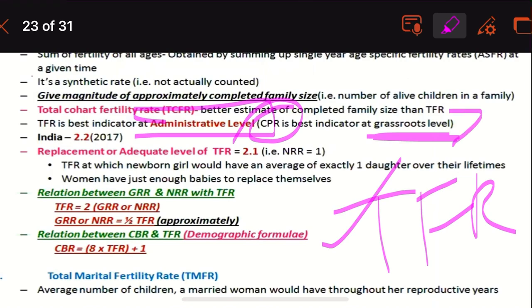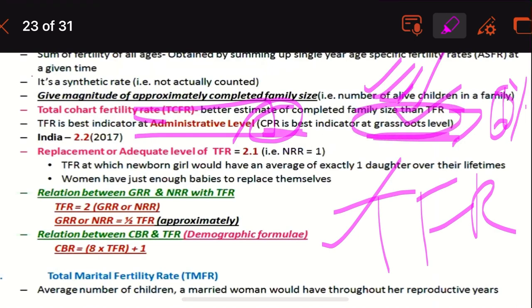If couples are using protection like condoms, IUCDs, OCPs, all those intrauterine devices, sterilization, and it is used by more than 60%, then the couple protection rate is good, and it is measured at the grassroots level. Whereas at the administrative level, we go with the total fertility rate.